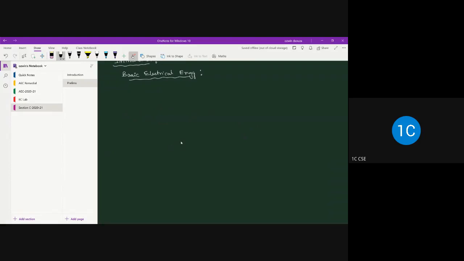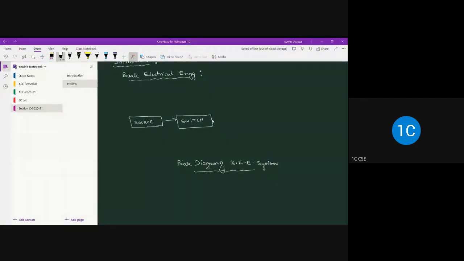So first, let me draw the block diagram. Block diagram of, in short, a basic electrical engineering system. You will have a source. This source is then connected to some controlling mechanism like switches. We all have operated the switches. Switch. And this switch is then connected to the load.